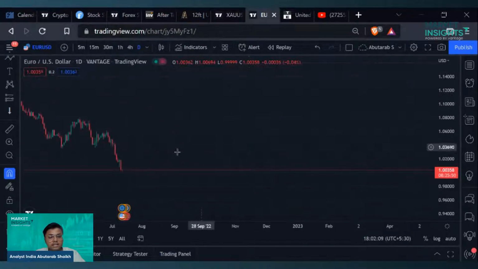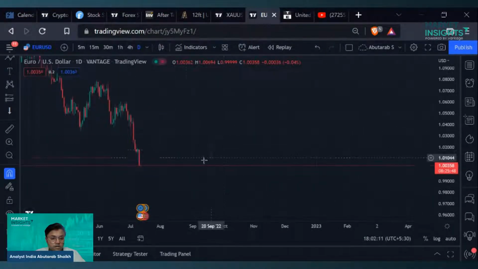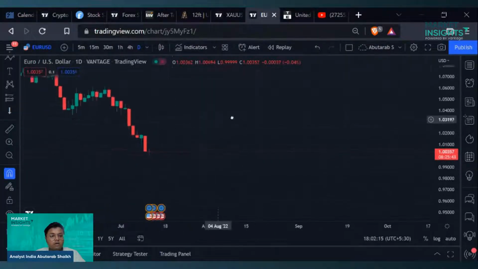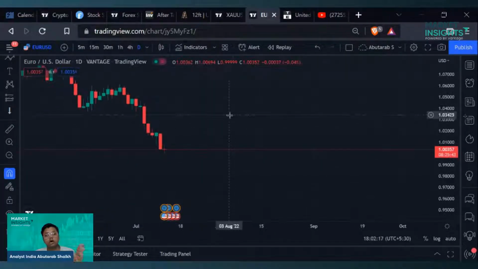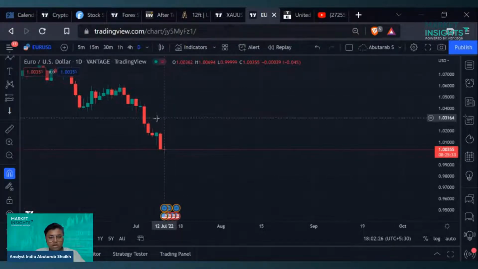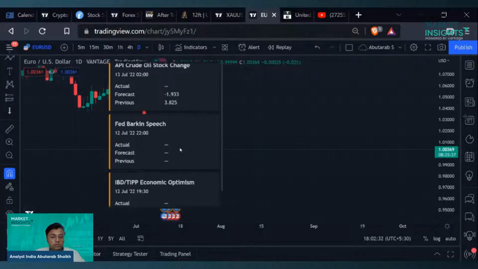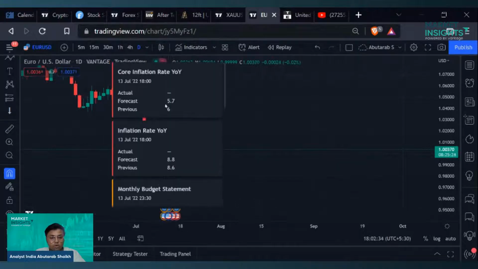But what else triggered this parity to happen? This is called parity. It basically means equality, like $1 is equal to 1 rupee, or €1 is equal to one United States dollar. Historically the euro has been stronger compared to the United States dollar, but this parity has been achieved today. This is big news, and tomorrow is also going to be very big news, I would say, because tomorrow the inflation rate is going to come out.